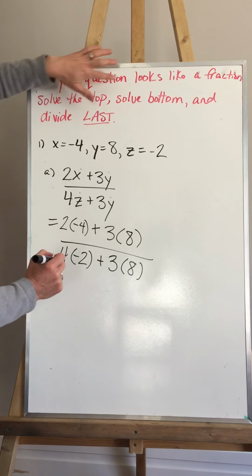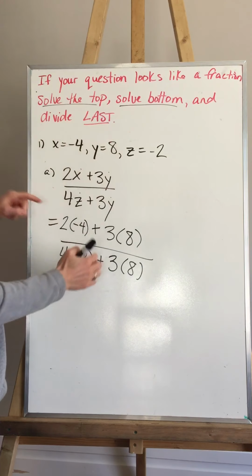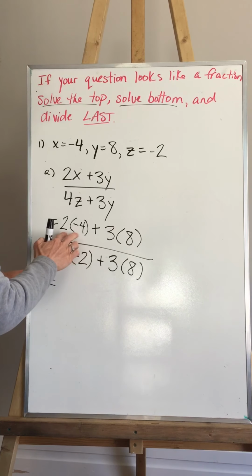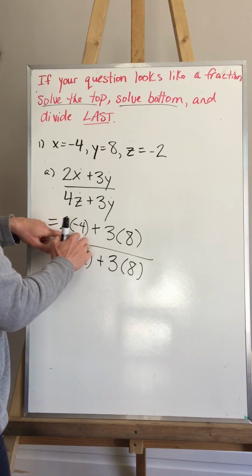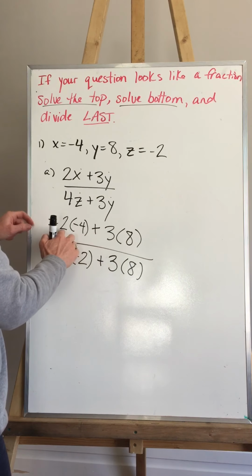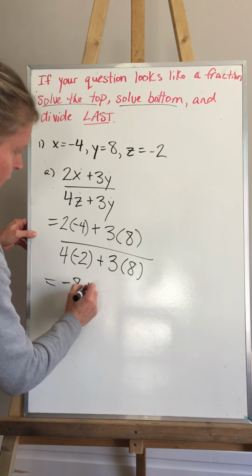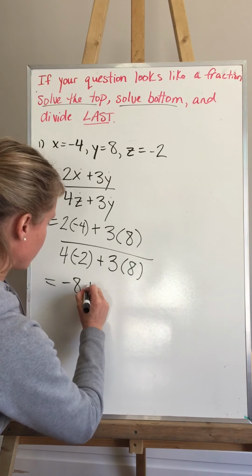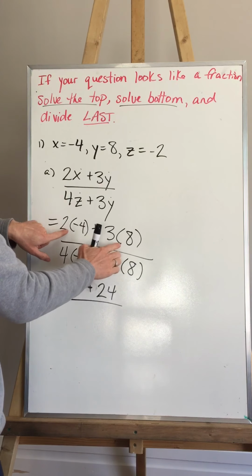Okay, now I am going to apply my hint where I'm going to solve the top and solve the bottom, but then I'm going to divide these last, okay? So the top, I've got multiplication, multiplication, and addition, okay? So I can solve this, solve that, and then add them after. So I'm going to do this on my first line. So 2 times -4, that's -8, plus 3 times 8, that's 24. Okay, so that's what I have on the top after I do the 2 multiplications.